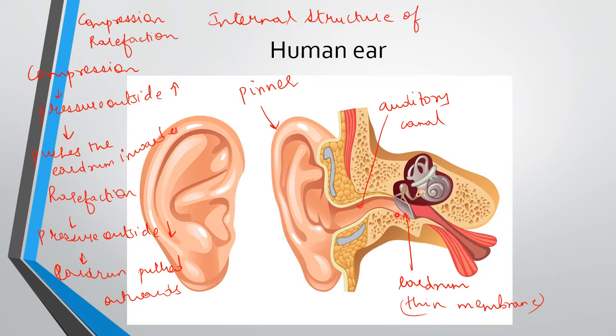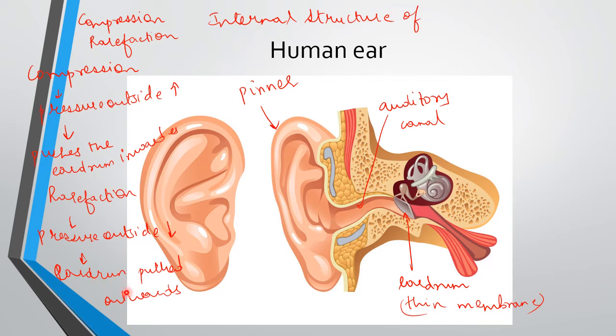So this pulling and pushing inwards and outwards of the eardrum results in the vibration of the membrane. This is the function of the eardrum. I would repeat, the eardrum is a thin membrane. The sound waves, when they reach the eardrum, are made up of compression and rarefaction. When the compression reaches the eardrum, the pressure outside it increases and the eardrum is pushed inwards. When there is rarefaction, the pressure outside decreases and the eardrum is pulled outwards.